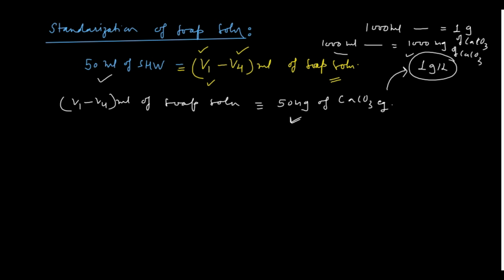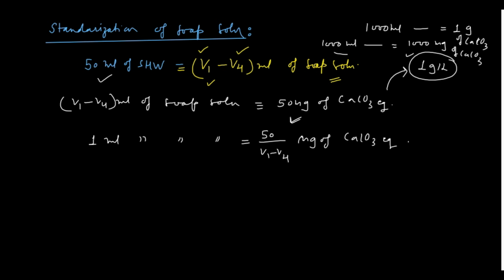Now we always do the calculation in the same way as you learnt in your junior classes. We'll use the unitary method. For 1 ml of soap solution, this is actually 50 divided by V1 minus V4 milligram of CaCO3 equivalent. Okay, 50 milligram of CaCO3 equivalent. So this is the first method, right?